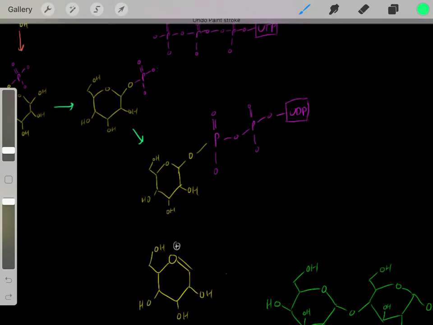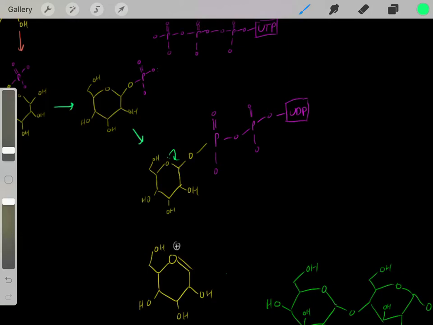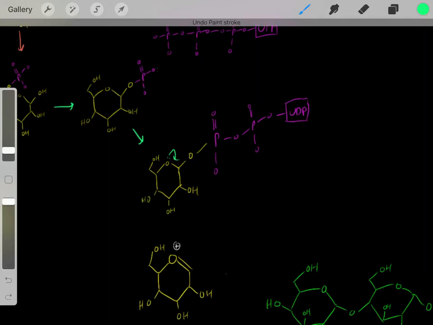So now we can go through a reaction where one of these lone pairs on this oxygen scooches down, and when it does, it forms a double bond. When that happens, this bond breaks, and the electrons in this bond fall onto this oxygen.